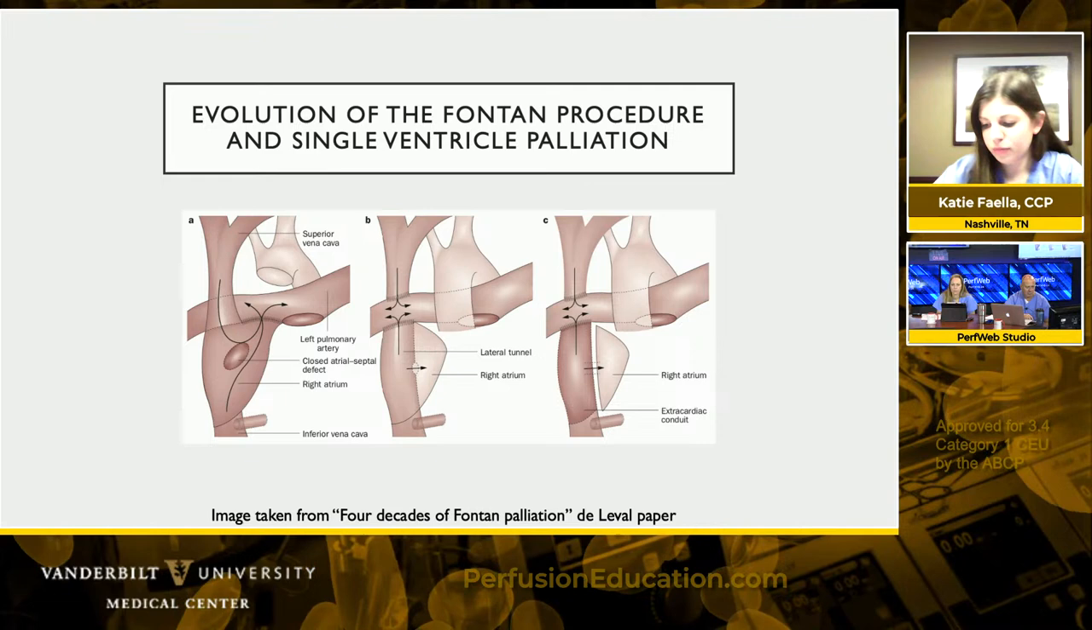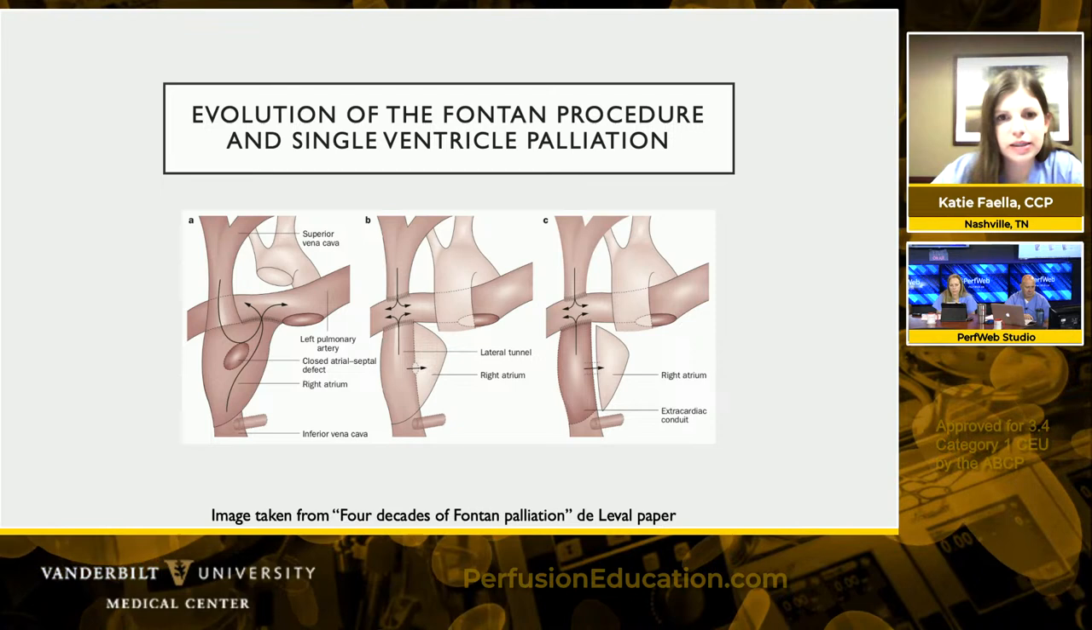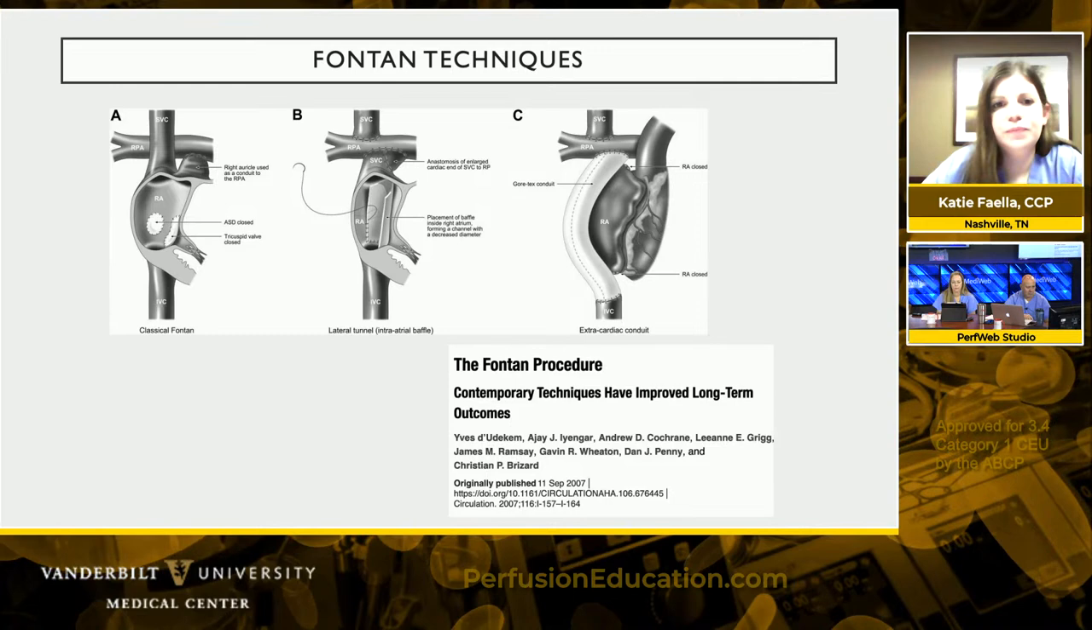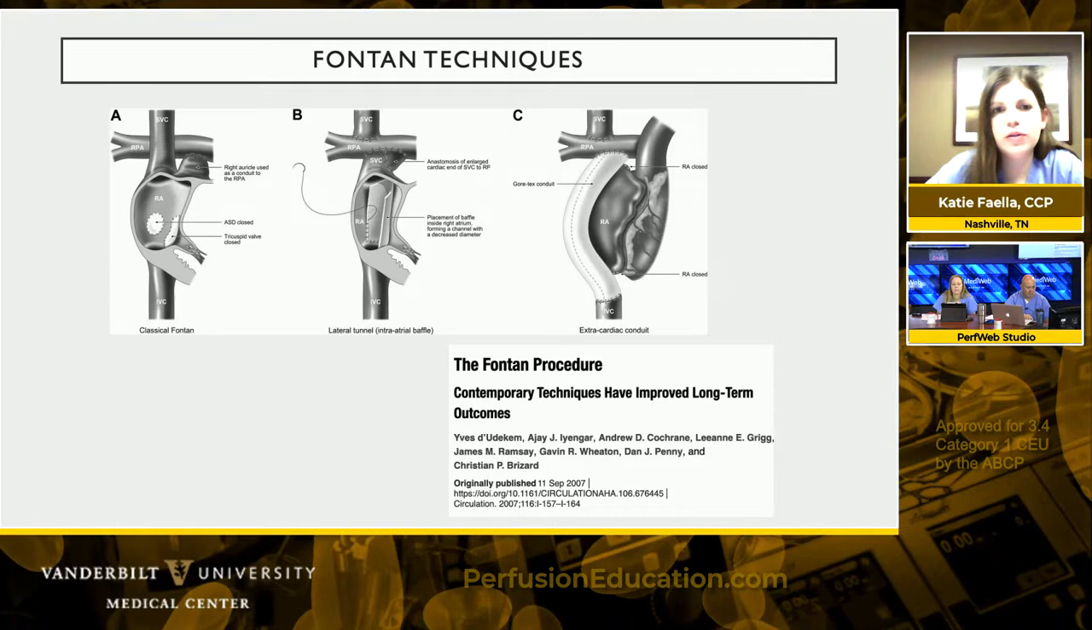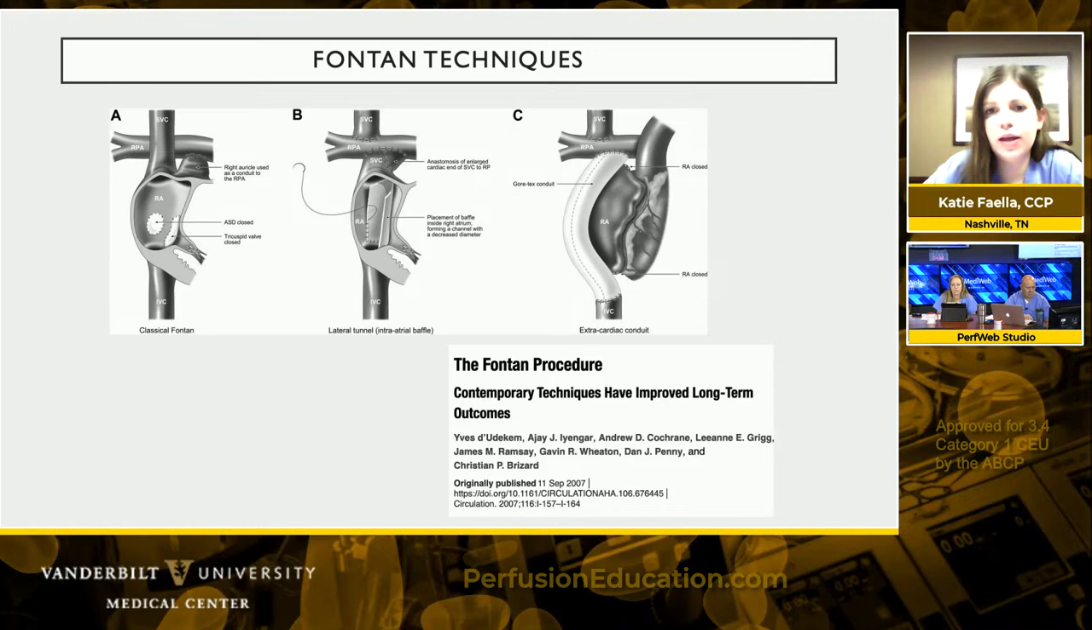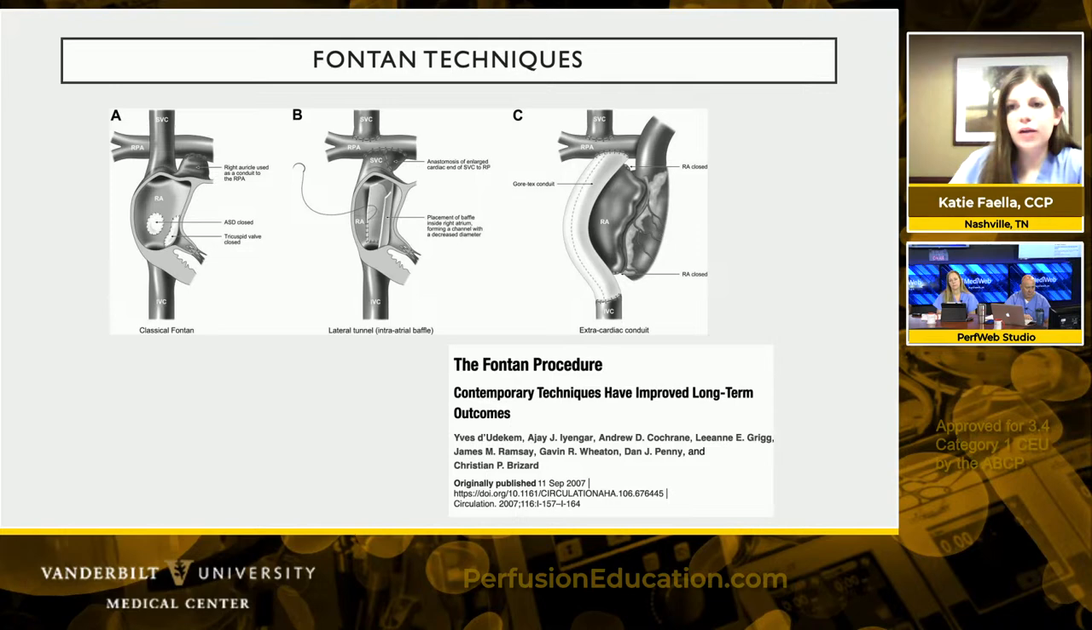So it evolved into the idea of the lateral tunnel Fontan. I think there's a better photo on the next slide, so let's go to the next slide. You can see in that second photo, that's your lateral tunnel, which includes a baffle inside the atrium, so it allows your Fontan circulation to go through the atrium. And then on the far right, you've got the extracardiac, which is a conduit around the outside of the heart. So those are our choices for Fontan technique.